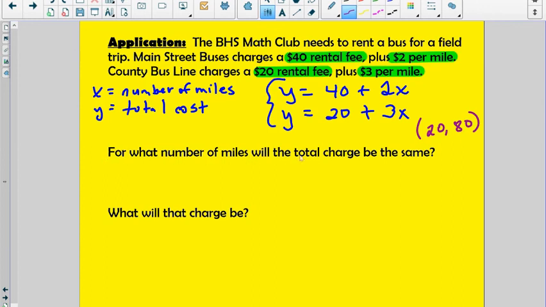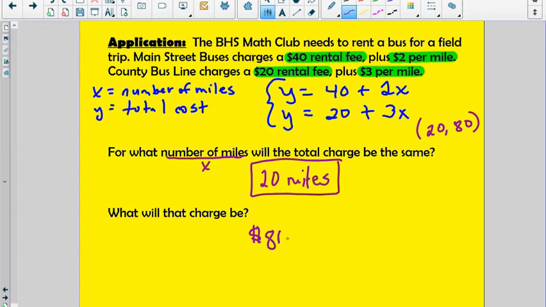So for what number of miles will the total charge be the same? Well, the number of miles is your x value, so that's 20. We always do labels when we do real problems, applications: 20 miles. So what will that charge be? In other words, what's the total cost for 20 miles? $80, based on our y value. So that's how we can use a system of equations, solved by graphing, to interpret our solution.